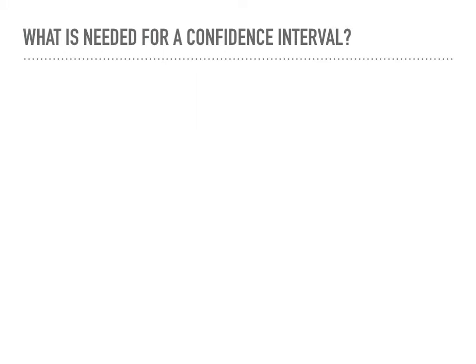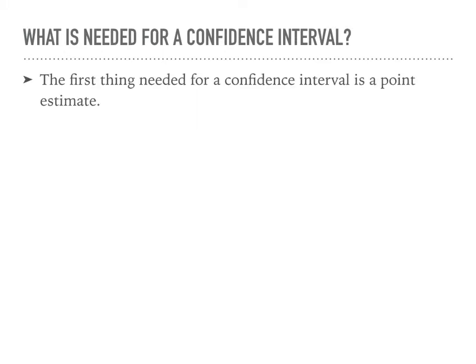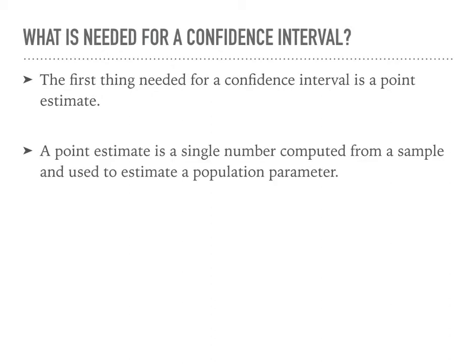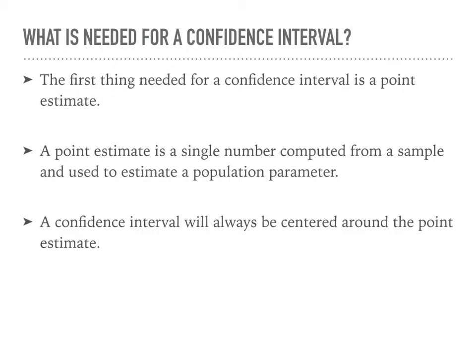So what do we need for a confidence interval? Well, the first thing that we need for a confidence interval is a point estimate. A point estimate is a specific number that is computed from a sample and is used to estimate the population parameter. A confidence interval will always be centered around the point estimate.